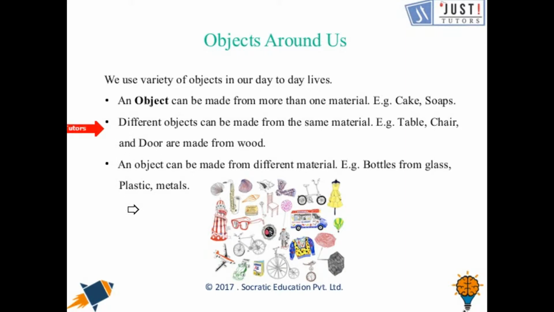And let's talk about the last category, which is objects that can be made from different materials. Like you can make a bottle from glass, you can make the same bottle with the help of plastic or with different metals. So basically we can classify objects into these three groups. Now let's move forward to the next slide and learn more about grouping.